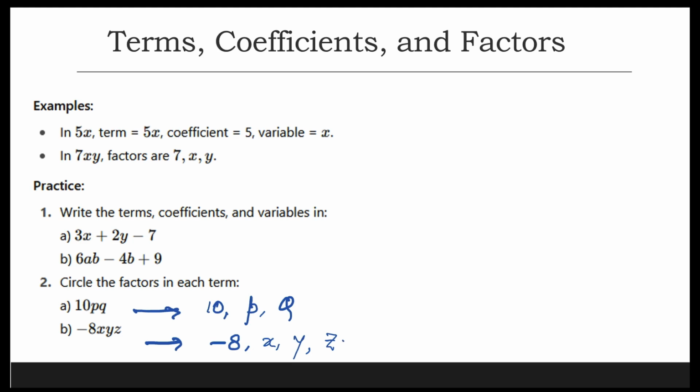So term, coefficient and factor. Coefficient is the constant part, variable we all know. Term is the combination of at least one constant and one variable. Factor is all possible things which divide that particular term.